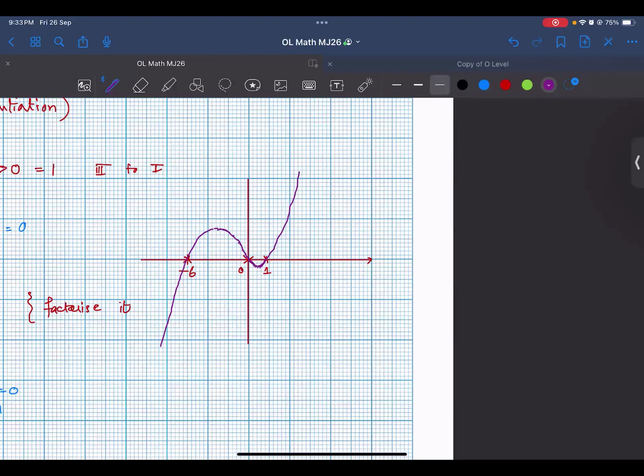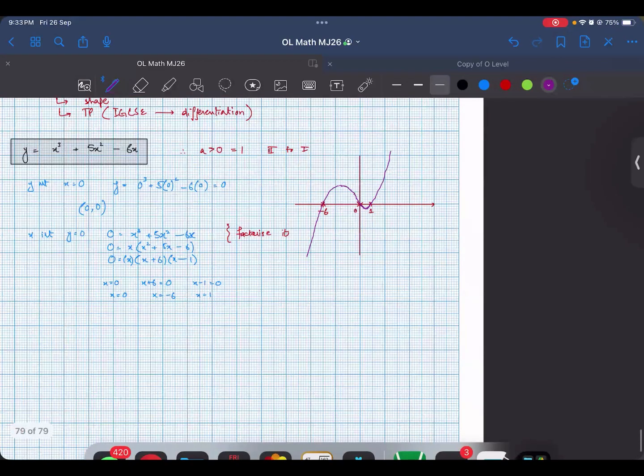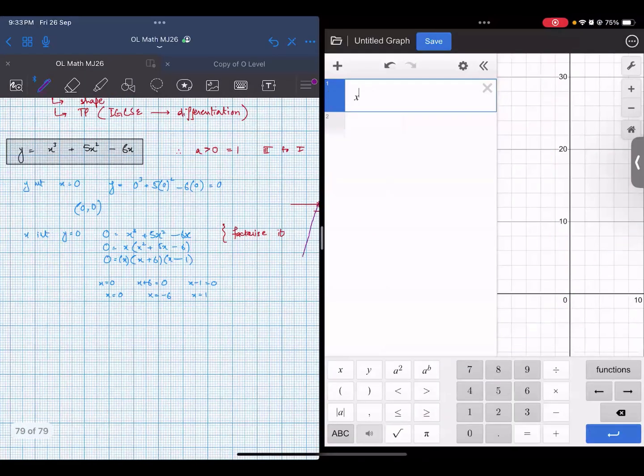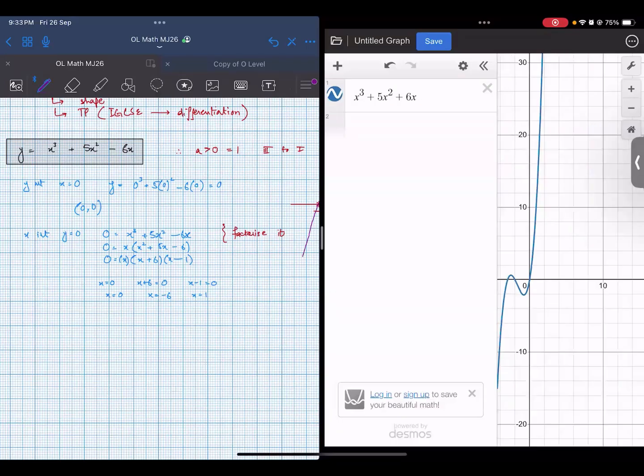I will show you on Desmos as well. You will see, sir, every cubic equation's shape will be this. Yes, cubic, when you have it in this form, you factorize it and then you find the x-intercepts like this, and you have 3 x-intercepts. Yes, look, the shape is the same.